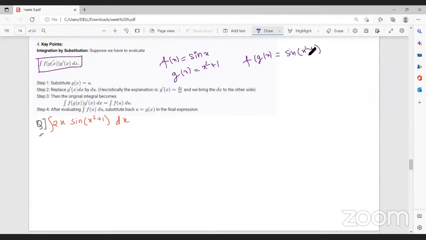And here, what is 2x? It is the derivative of g, that is g dash of x. G dash of x is 2x. So this is g dash of x, this is my g of x, and sine of x is my f of x. Now, for substitution, I can simply substitute g of x equals u.